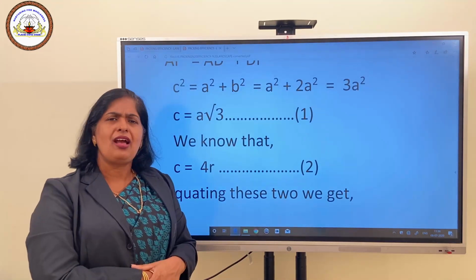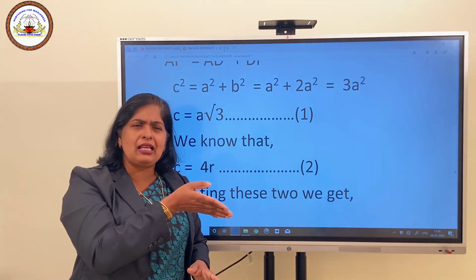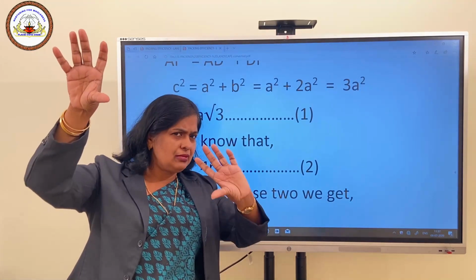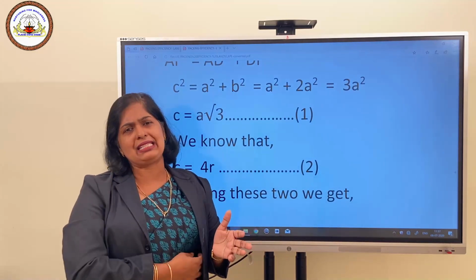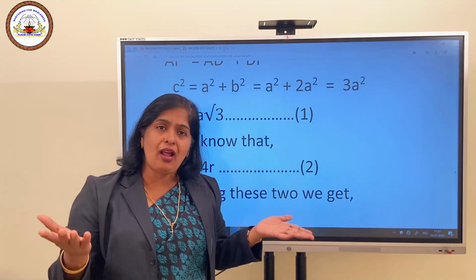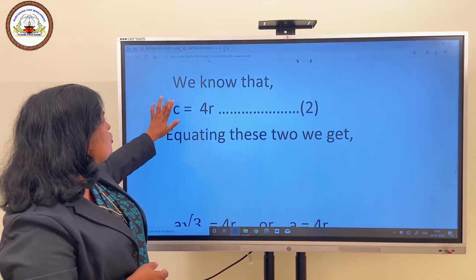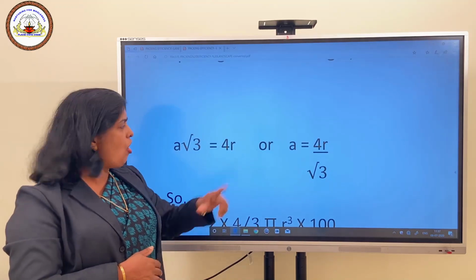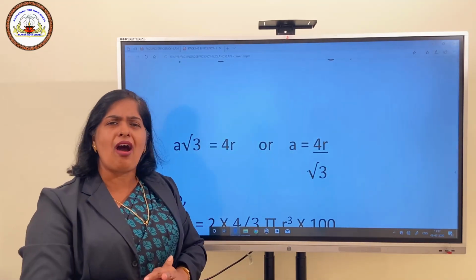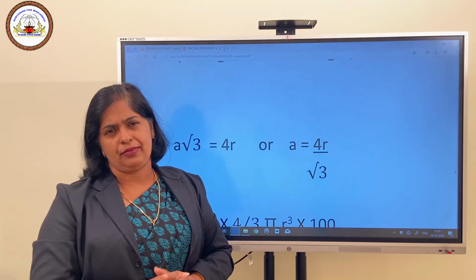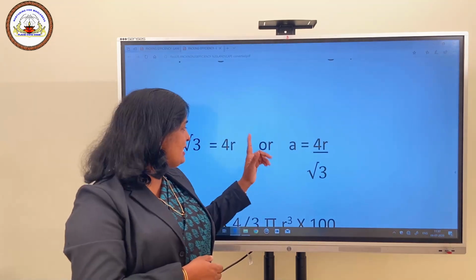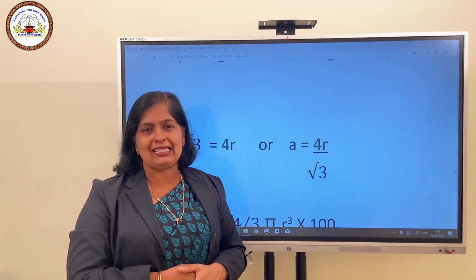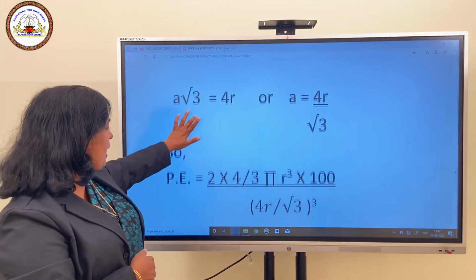That is the first equation. Another equation: along the body diagonal, there is in the center one atom, at one corner half an atom, and at the other corner half an atom. So we can say c is also equal to 4r. On equating these two, we get a root 3 is equal to 4r, or a is equal to 4r by root 3. So we got an expression of a in terms of r for the body-centered cubic structure.